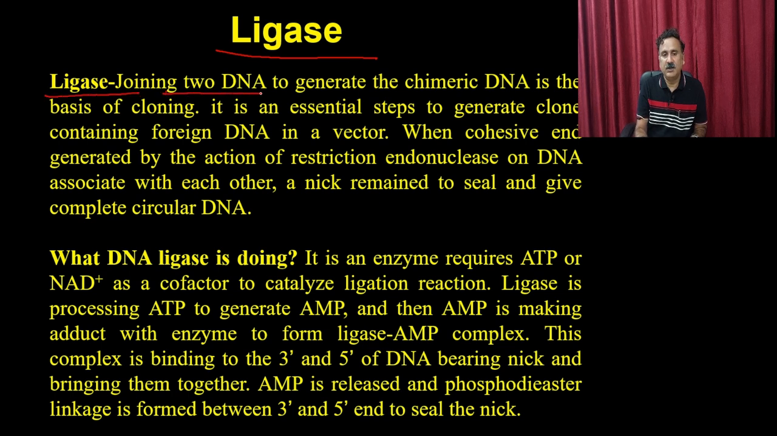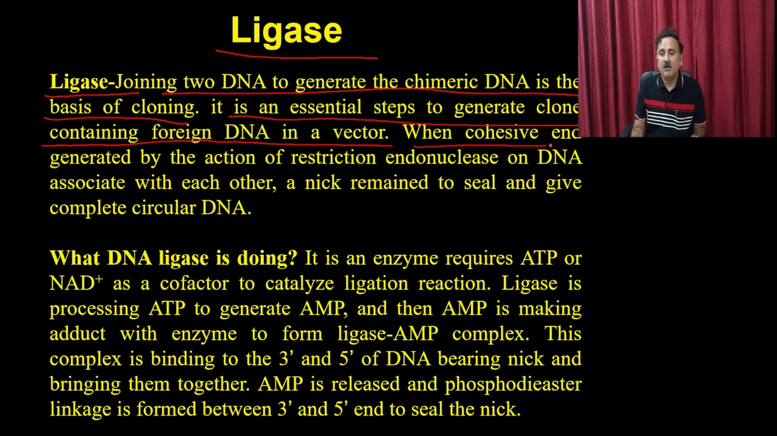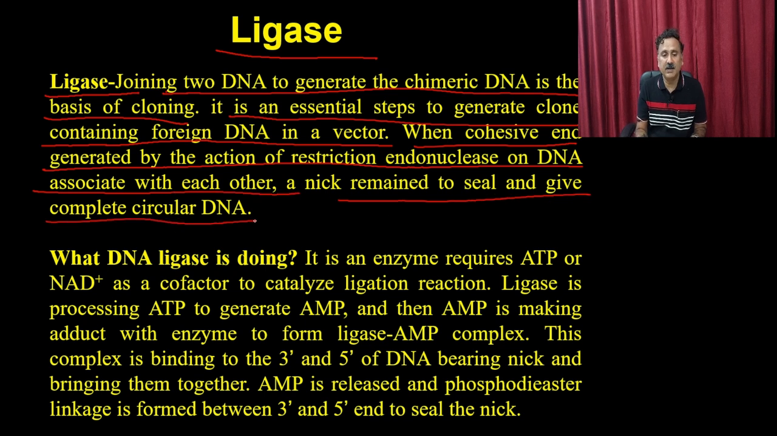Ligase's purpose is joining the two DNA fragments to generate the chimeric DNA on the basis of cloning. It is an essential step to generate the clone containing foreign DNA in a vector. When cohesive ends are generated by the action of restriction endonuclease on the DNA, the nick remains to be sealed to give the complete circular DNA, right.